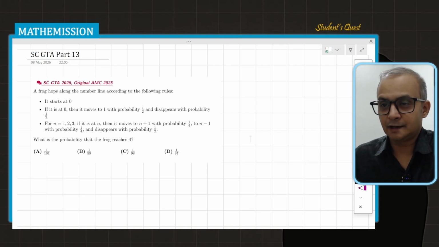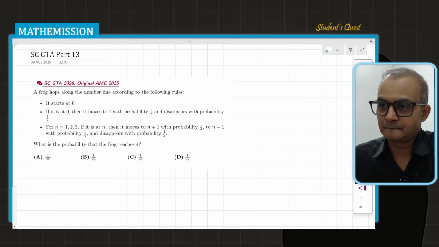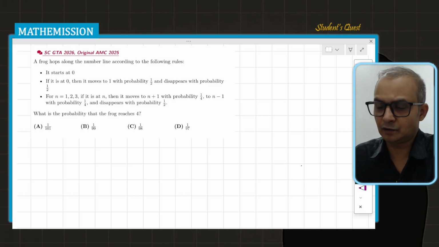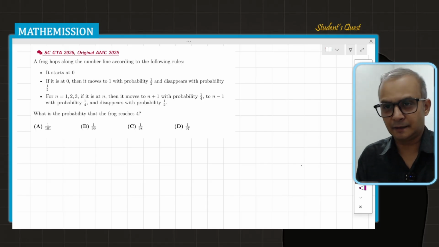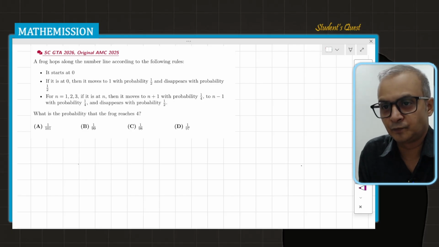So the question is clear to you now. Please give an attempt, and then you can jump to the solution. So let's dive in and see. This question comes in a very interesting topic that is called recursion probability. There are many other names also, but we are not going into it. So let's try to understand what the situation is with this frog.